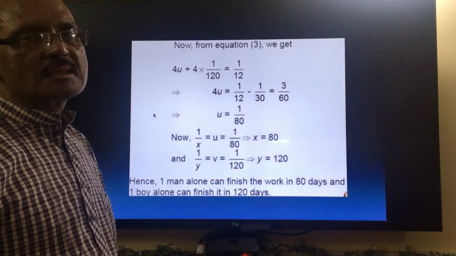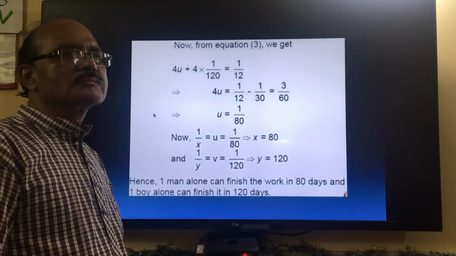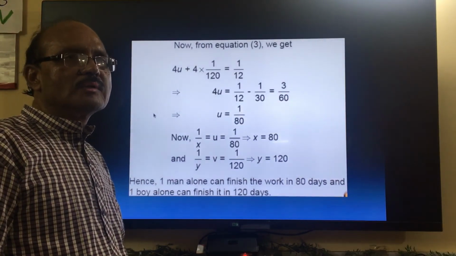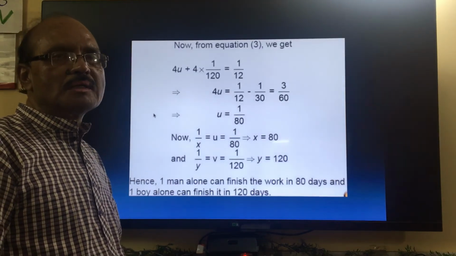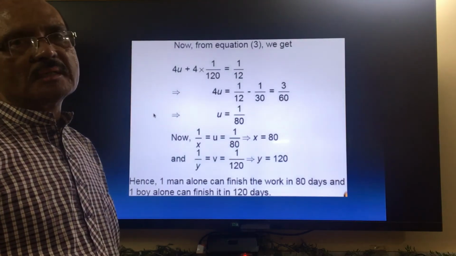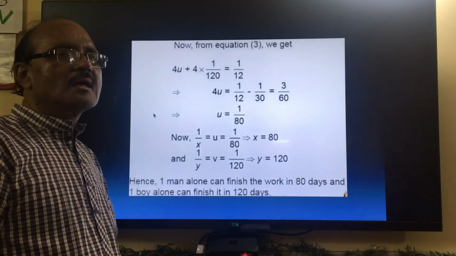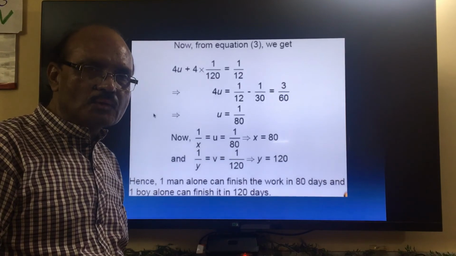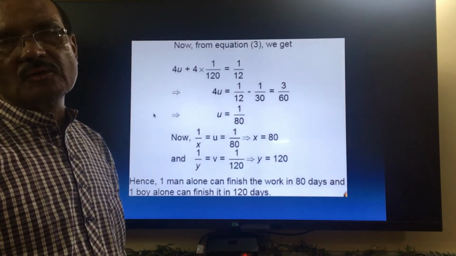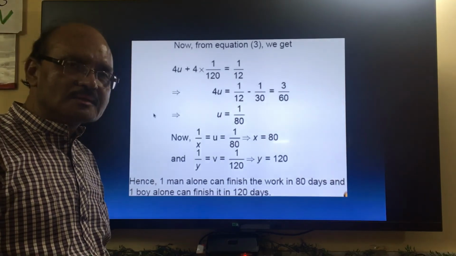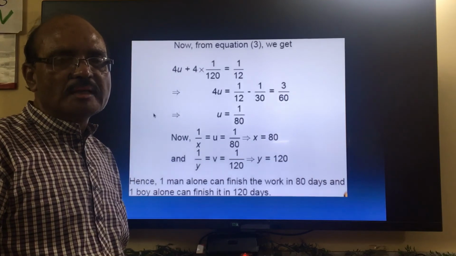In that case, we will add the equations and frame the third equation, and after that we will subtract the first and second equations and we will get the fourth equation. So one time we will add the equations to get the third equation, one time we will subtract the equations and get the fourth equation, and after this we will solve the third and fourth equations by any method, by substitution, by equating the coefficients, or by cross multiplication method, and you will be able to get the values of x and y.